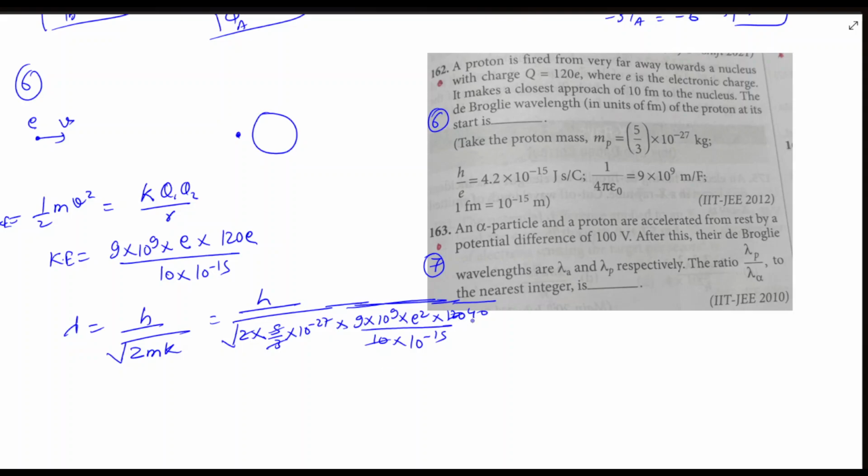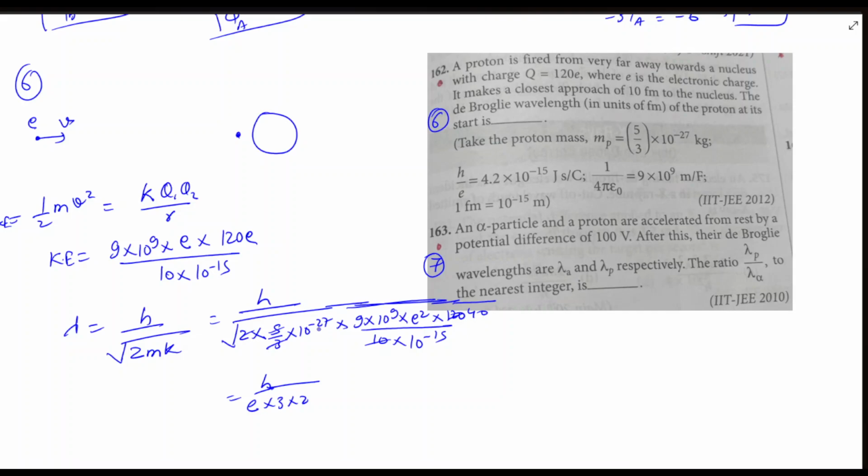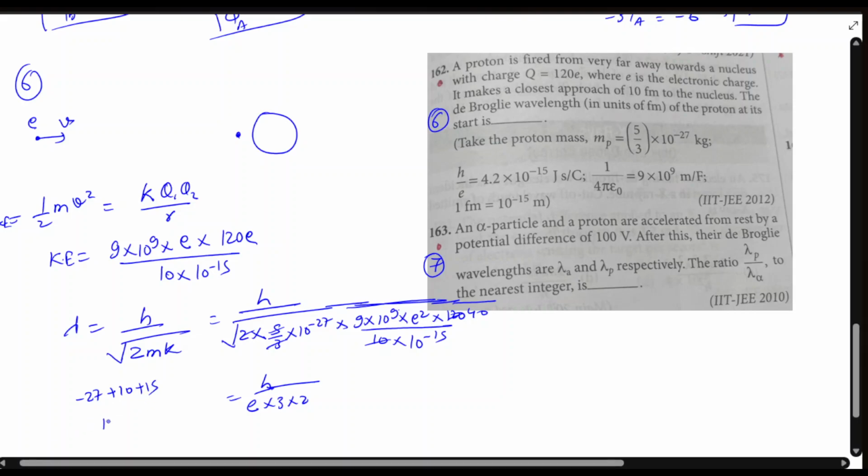So we have 9, 4 and e square. So they will come out. So it will be h upon e, 3 and 2. Okay. And we have 10 here and this. So this will be 10 raised to power 10. So minus 27 plus 10 and this will be plus 15. Okay. So we will be having minus 2, which will be 10 raised to power minus 1.